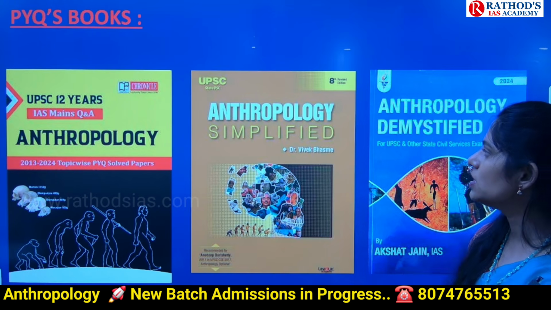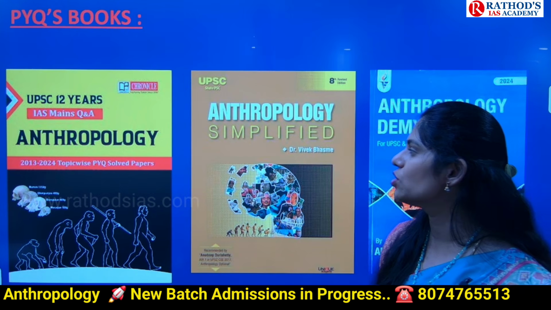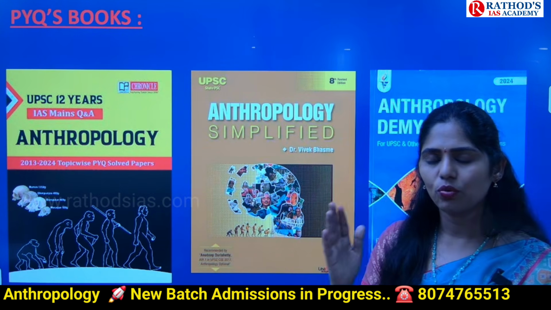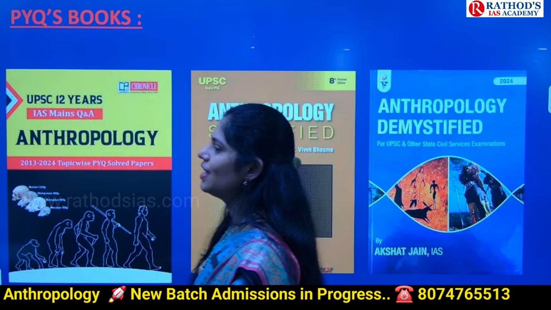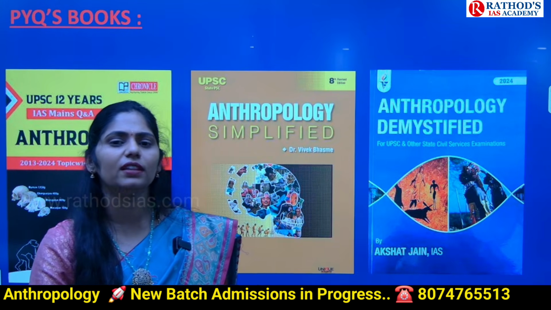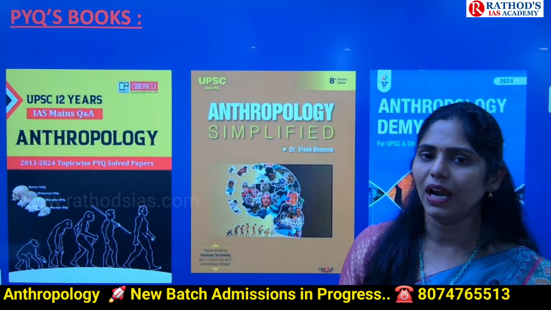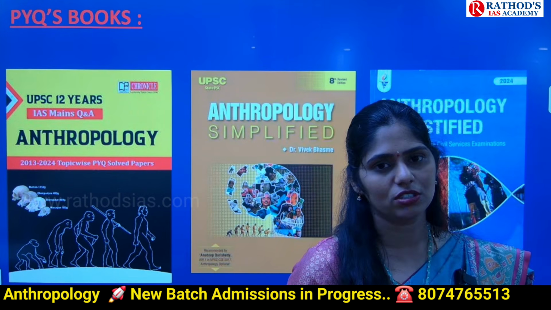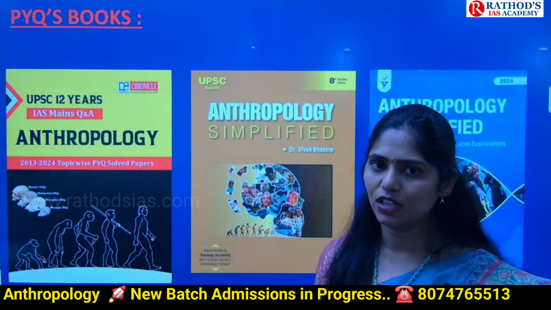So the first one is by Chronicle Publishers. They release 12 years of anthropology topic-wise questions plus answers. But the problem with this book is the answers are very lengthy. In detail they gave whatever content you want, you can get from that book, but they didn't give images. Images and diagrams are missing in that book. That is a drawback I found.